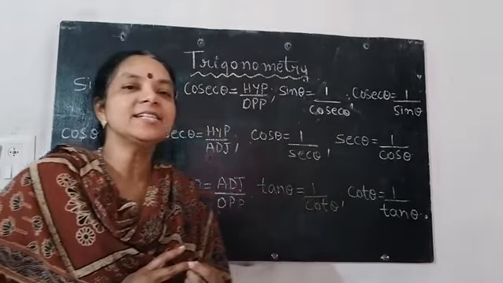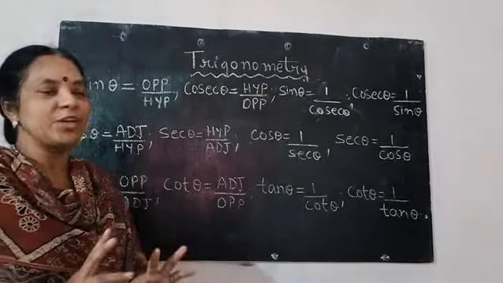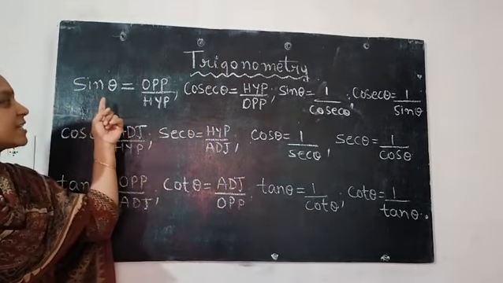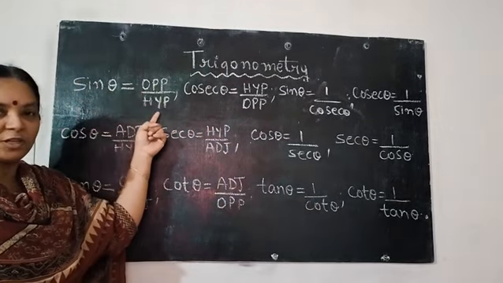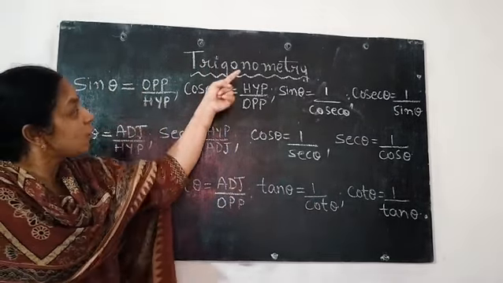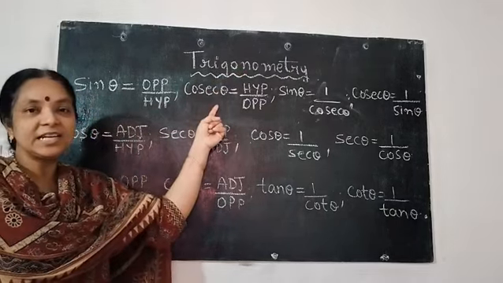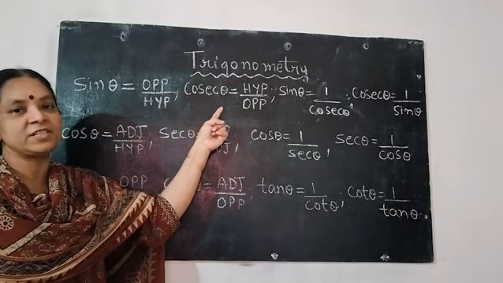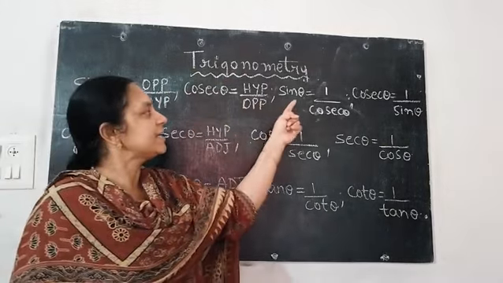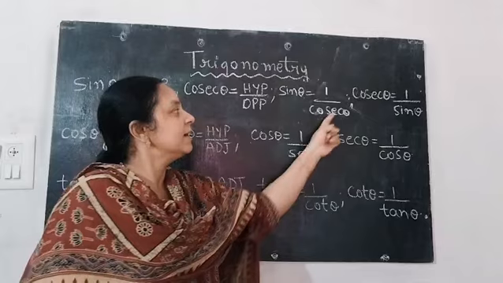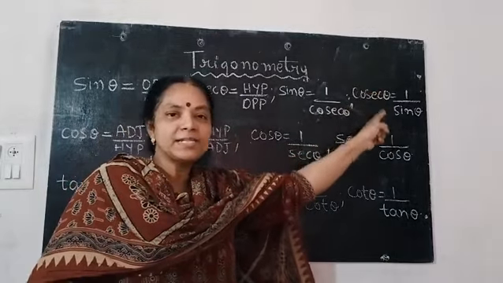Now let us understand the relationship between a few ratios. We observe sine theta is opposite by hypotenuse and cosecant theta is hypotenuse by opposite, which means sine theta and cosecant theta are reciprocals of each other. So we can write sine theta as 1 by cosecant theta and cosecant theta as 1 by sine theta.